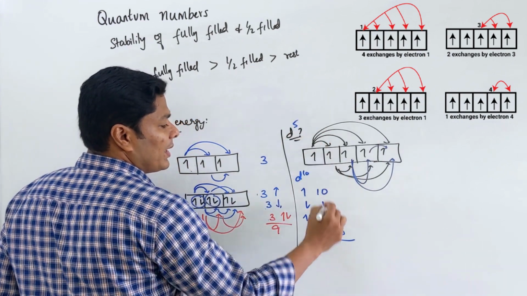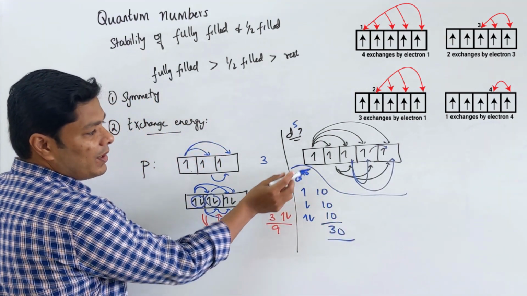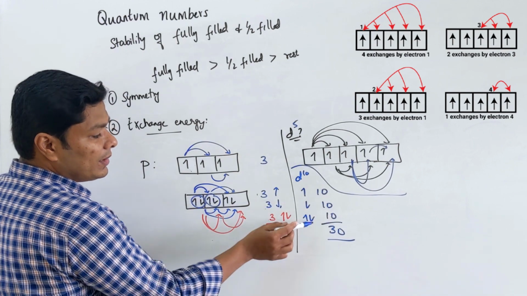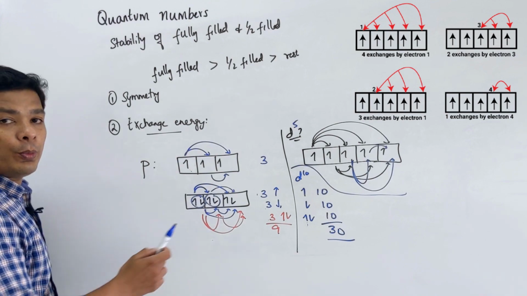This is d5. If you draw it for d10, you will get this. If you put spin down, spin up gave 10, spin down will give 10, and the same for the other spin down, and then totally it comes to 30. Hence half filled and fully filled are much more stable.